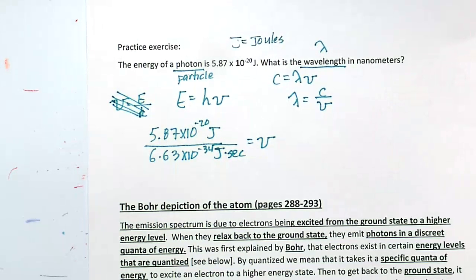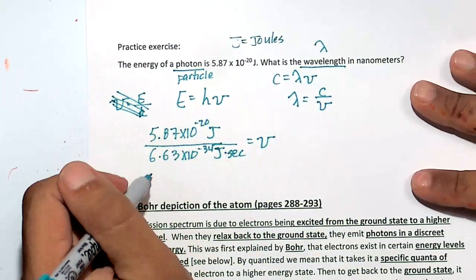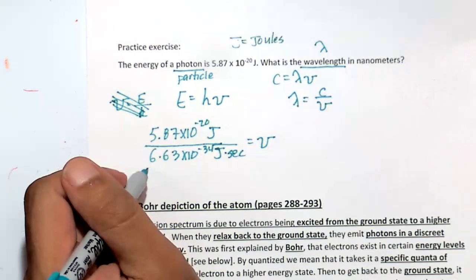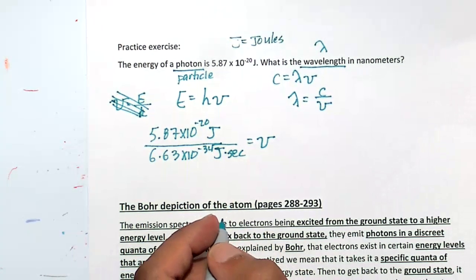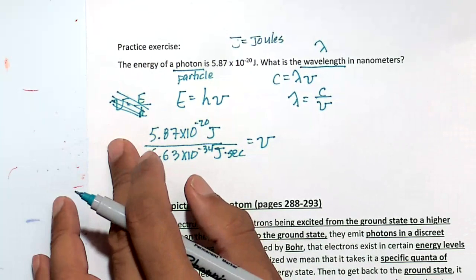So solving for frequency v, we have energy over Planck's constant. We have a calculator here. I don't think I have a calculator. Do you have one, Alex? Yeah. Can you do this math quick?